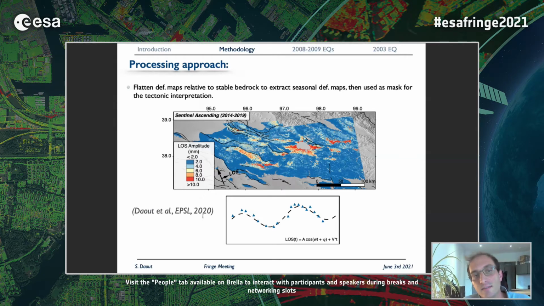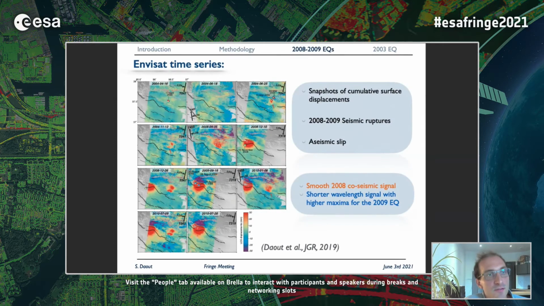But for this tectonic analysis, what I just did is to use this map of high amplitude to mask areas that we will not analyze in our tectonic interpretations. And so let's first look at the envisaged result.